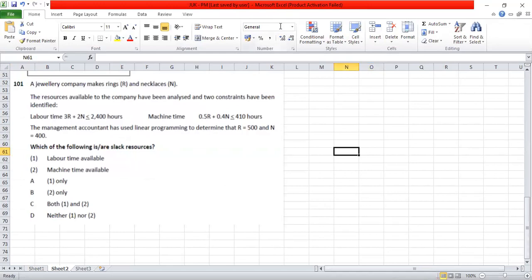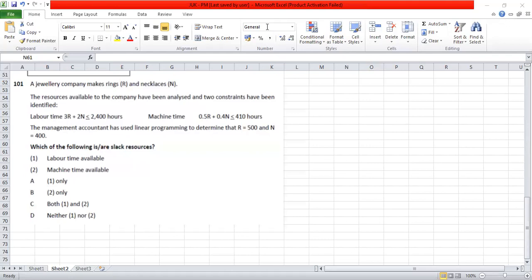The resources available to the company have been analyzed and two constraints have been identified. One is labor time, another one is machine time. The availability is 2,400 hours of labor time and 410 hours of machine time. The management accountant has used linear programming to determine that R is equal to 500 and N is equal to 400. Which of the following is or are slack resources?